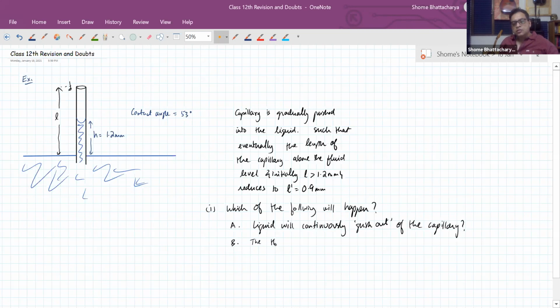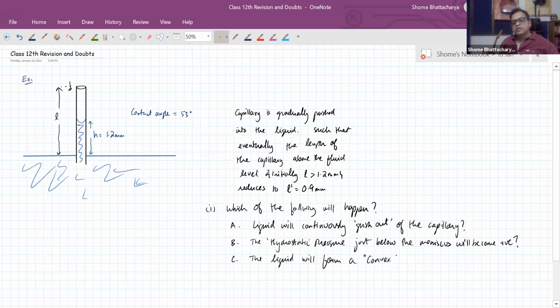The hydrostatic pressure just below the meniscus will become positive, the liquid will form a convex meniscus finally, or the liquid will form a concave meniscus finally.